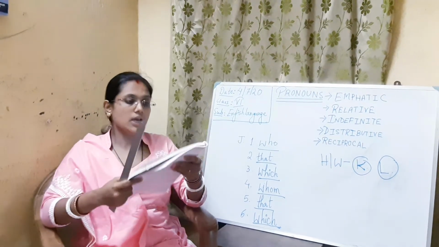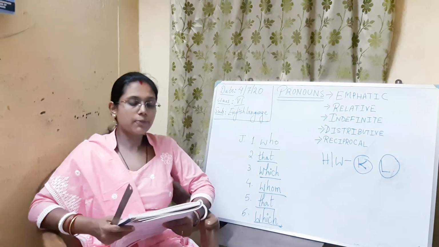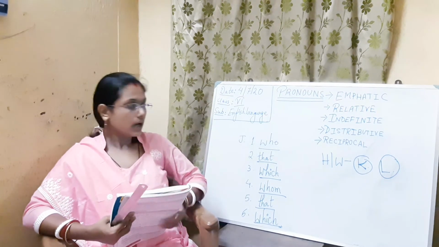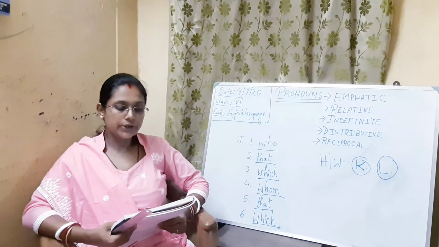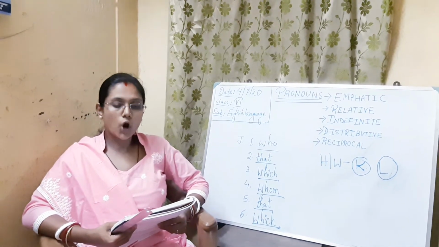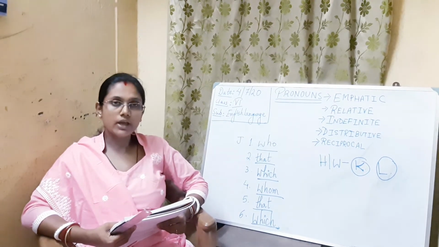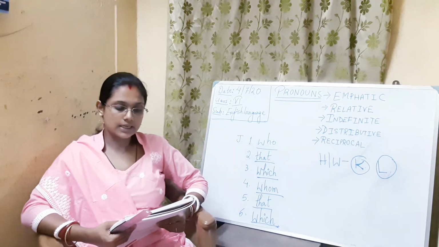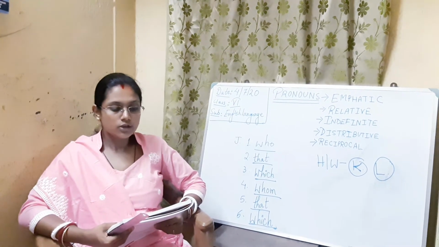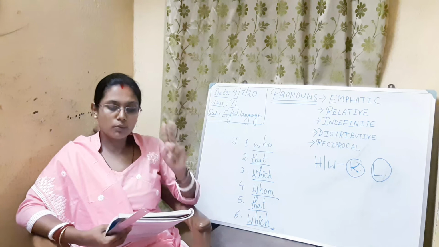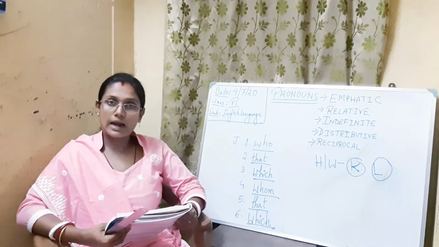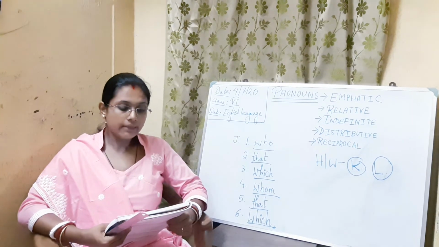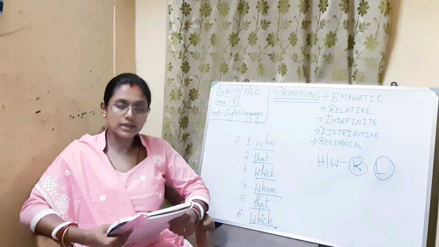Please see, here is the last type of pronoun which is mentioned in your book, that is the reciprocal pronoun. Now reciprocal pronouns are used to refer to two or more people who carry out an action at the same time and are affected by its consequences at the same time. So two or more people are carrying out the same action at the same time, and they are affected by the result also.